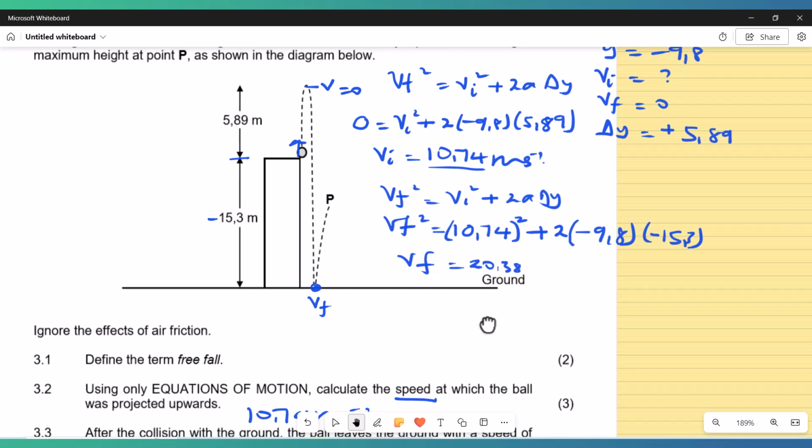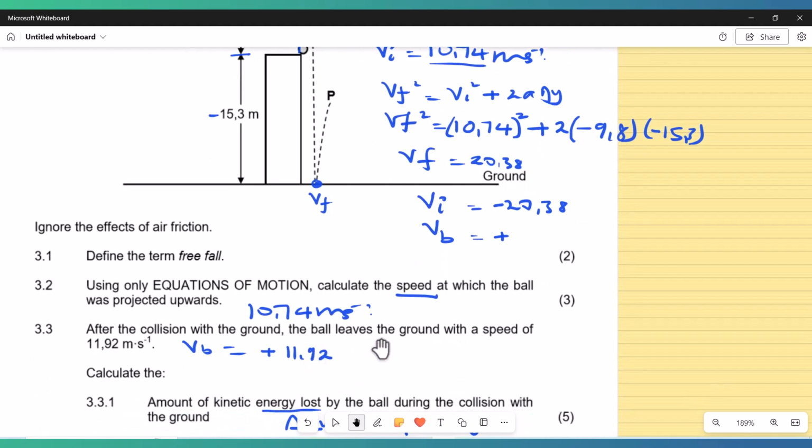Okay. Now that velocity is velocity for hitting the ground. But remember, we're looking for velocity for changing the kinetic energy, the kinetic energy lost, okay? Now this V final for hitting the ground becomes our V initial as we hit the ground, okay? It's now 20,38. But because we chose up as positive, it's going to be made negative. Now the V for leaving the ground, which we call the V bounce, is positive, let's check it again, 11,92. So this is positive 11,92.